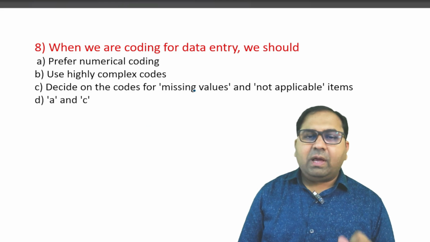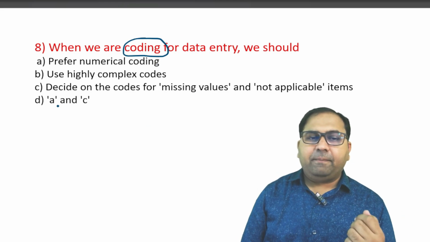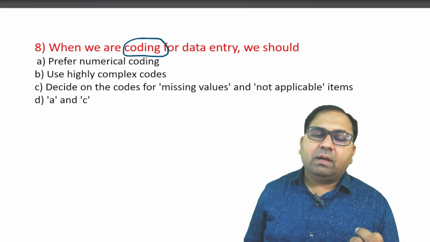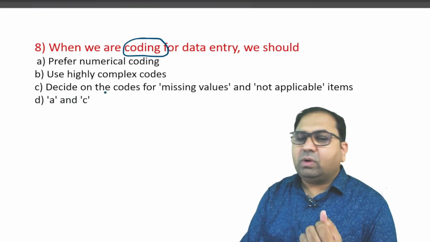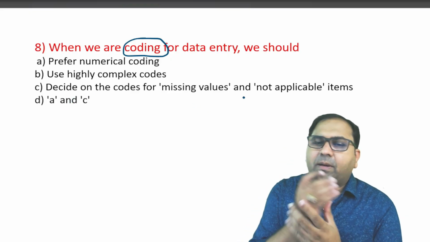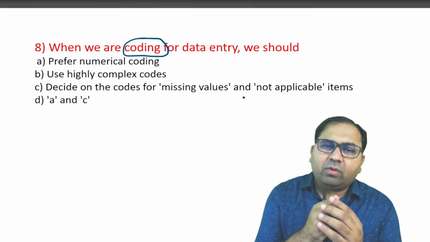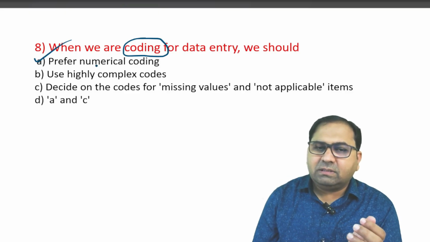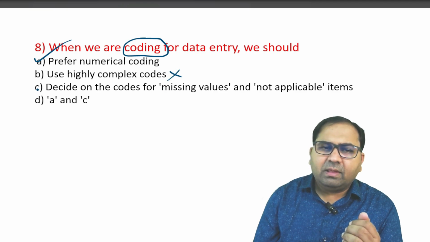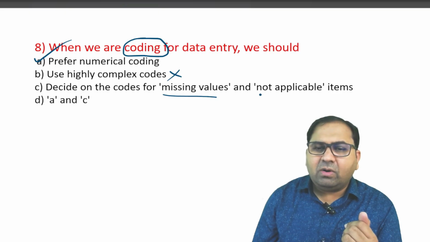Next question. When we are coding for data entry, we should do what? Data entry codings. The options are A. Prefer the numerical coding. B. Use highly complex codes. C. Decide on the codes for missing values and not applicable items, or D. Both A and C are correct. So when we are coding for data entry, we should prefer definitely numerical coding. Yes, this is correct. Use highly complex codes. No, you will not use complex codes. Then let us see whether it is C or not. You will decide on codes for missing values and not applicable items.